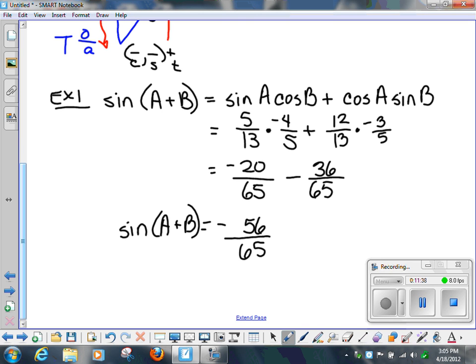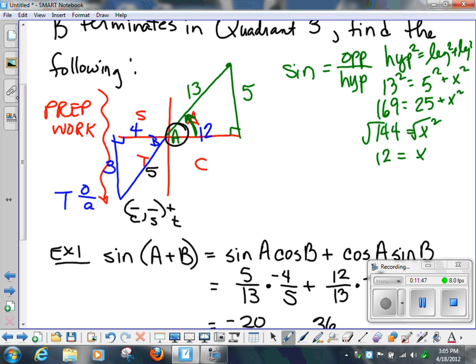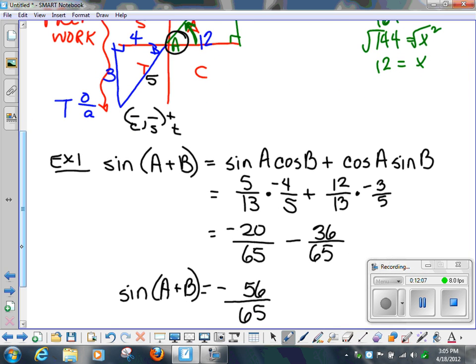What do you think? How to get the negatives: the negatives are based on the All-Star Trig class. Here's what I'm thinking I might do for the next one. I may do a lot more prep work because I don't want to fall into the trap of careless mistakes. My cosine in the third quadrant is negative, my sine is negative, my tangent's positive. So that's how I was careful about these two signs, negative 4/5 and negative 3/5. You may want to do more prep work as well. Okay? Let's try another one.